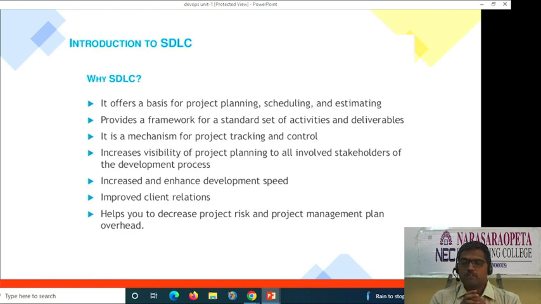Everybody knows this. When you are developing a system, first of all you identify a problem. Before going to the problem, what is a system? A system is an orderly grouping of interdependent components linked together according to a plan to achieve a specific objective or goal. This is the definition of the system.